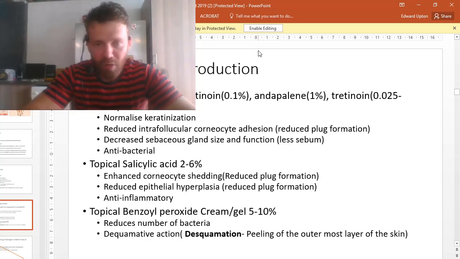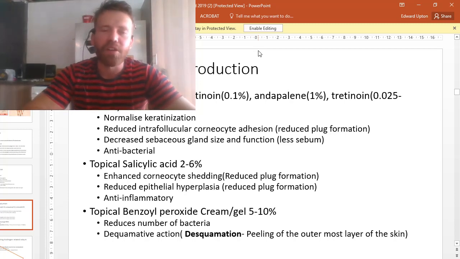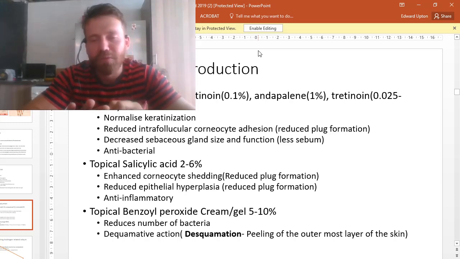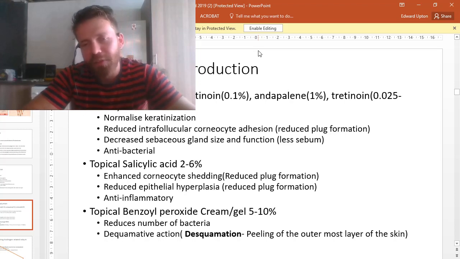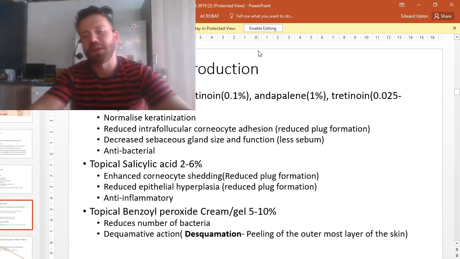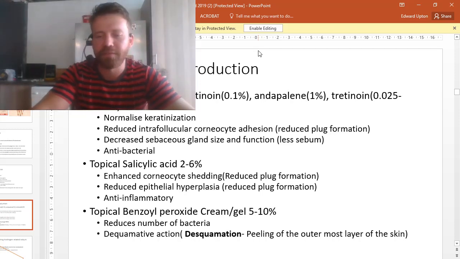So topical benzoyl peroxide basically kills bacteria to a certain degree, and it also enhances desquamative action, which normalizes desquamation. If we normalize desquamation, we have less abnormal shedding of cells within the follicle. Less shedding of the keratinocytes within the follicle, less plug formation. Less plug formation, less acne.